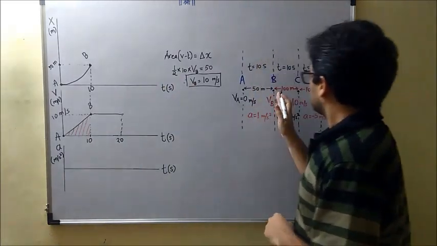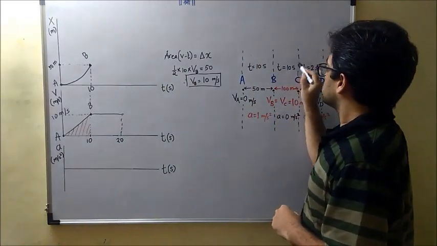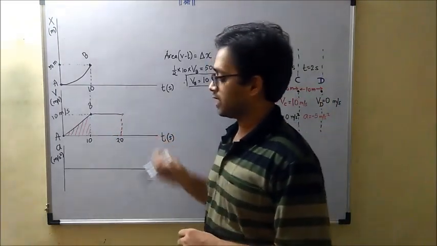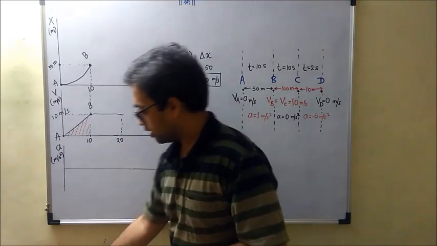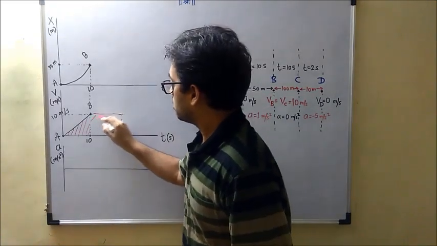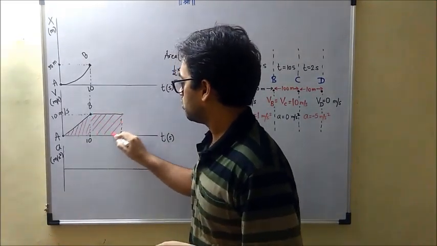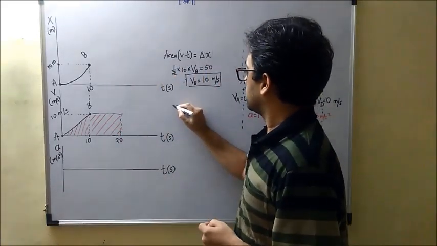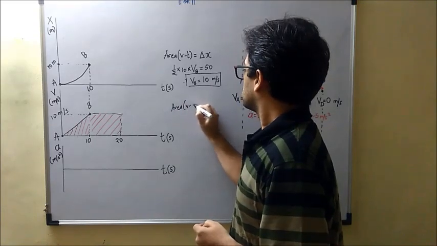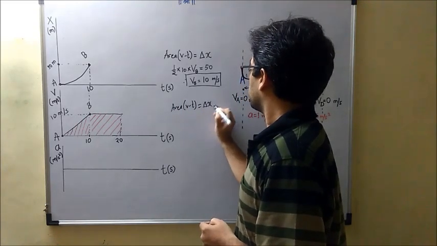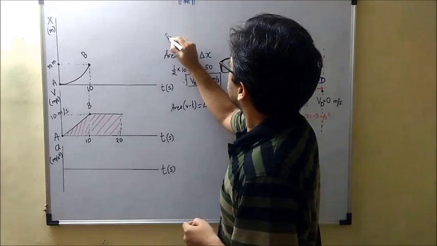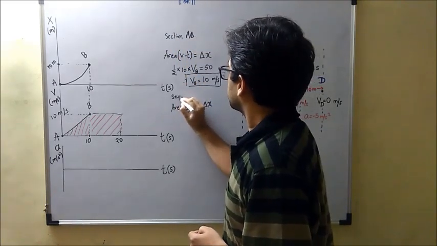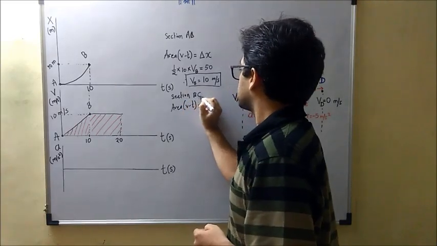Now, going to the BC section, it moves there for 10 seconds with the same speed of 10 meters per second, right? That we have already plotted. Now, again, area under the VT curve should give me change in the position. This is for section AB. This is for section BC.